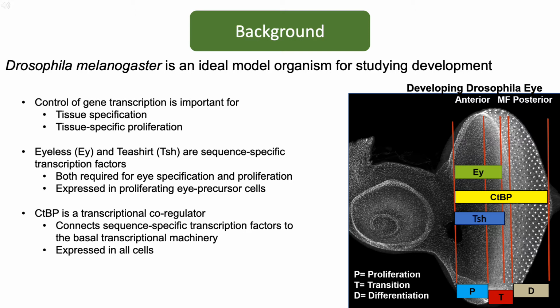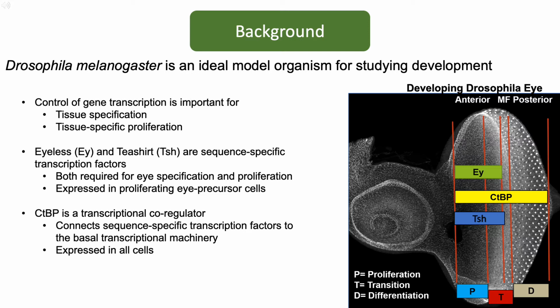If we take a look at the right, we can see a diagram of the developing Drosophila eye, and we see demarcated anterior, MF, and posterior. MF is the morphogenetic furrow, or a physical indentation in the eye disc itself where cells that are proliferating are transitioning into differentiated cells. And so we see that in this area of proliferation, we see the expression of ILIS and T-shirt.